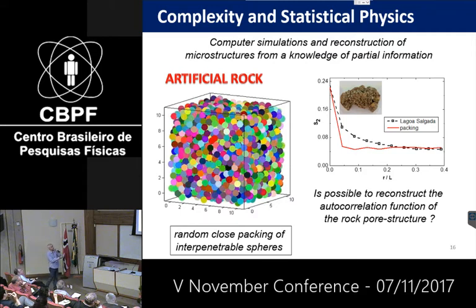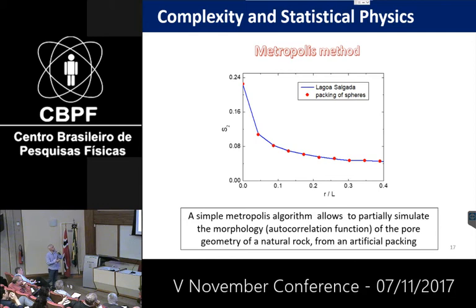Okay, I will finish. As can be observed, there are two differences in spite of the fact that both systems have the same porosity. The question is, is it possible to get an artificial system with the same porosity and also with the same morphology of the pore structure? The answer is yes. Using a Metropolis algorithm, it's possible to get both systems, the natural and the simulated system, with the same porosity and also with the same autocorrelation function.